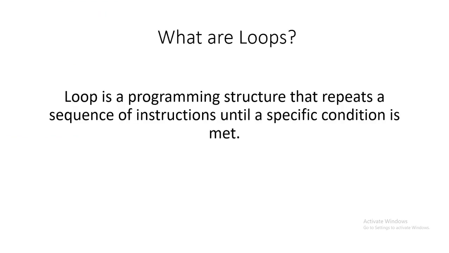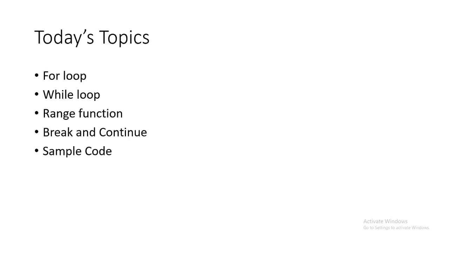In Python there are basically 2 types of loops: one is the for loop and the other is the while loop. Along with this, we are going to see some other functions like range, break and continue statements, and some sample codes. The first loop that we are going to look into is the for loop.